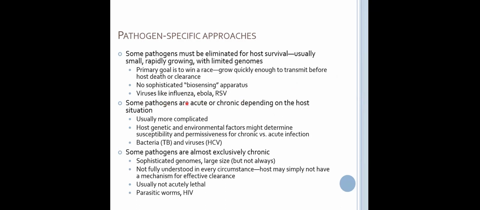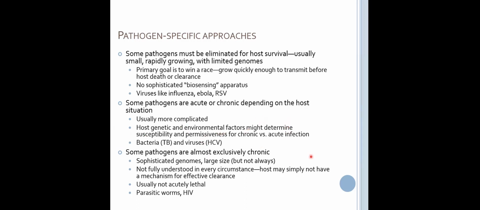Some pathogens can vary their acuteness or chronicness depending on the host situation. And so usually these genomes are larger, they're more complicated, and host genetic and environmental factors might determine susceptibility and permissiveness for these different outcomes. And there's bacteria like this, like TB, that can have what you would think of as a classic bacterial life cycle, where it's just replicating in cells and trying to get out, and almost like a virus just spread to the next person, but then can also go long-term chronic and knows something about the metabolism of the host and the current stress level of the host to know whether or not it needs to be in one of those two phases, and also even relatively simple viruses like HCV.